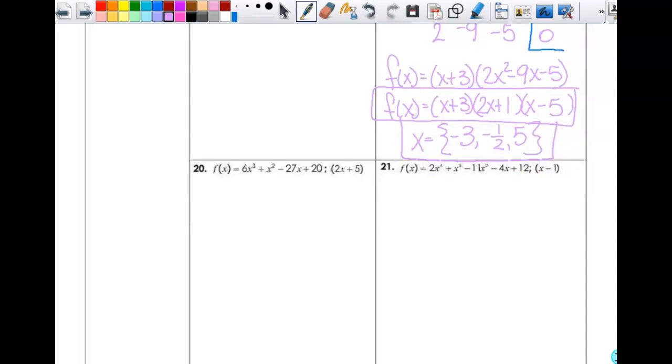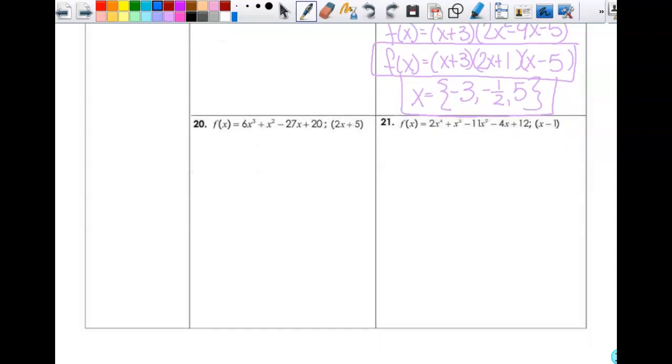Okay. What questions do you have? Anything? All right. Number 20, can I use synthetic division here? No. So then what do I have to use? Long division. So let's do this one together.